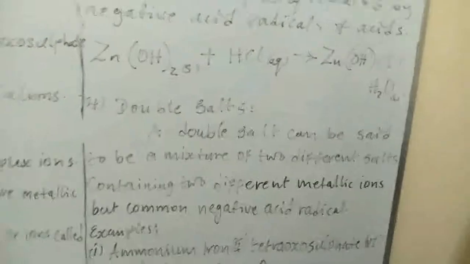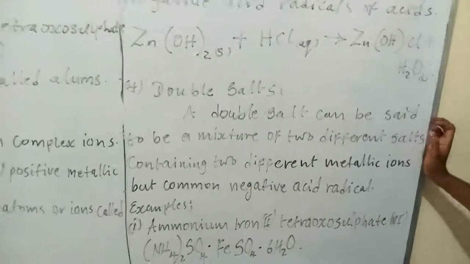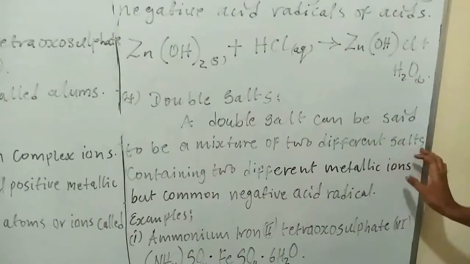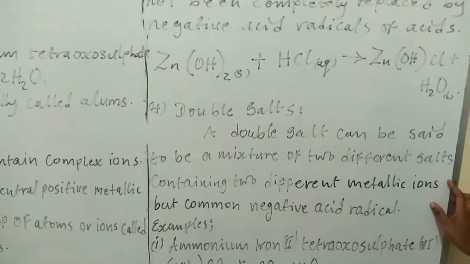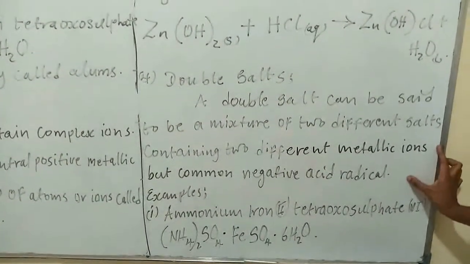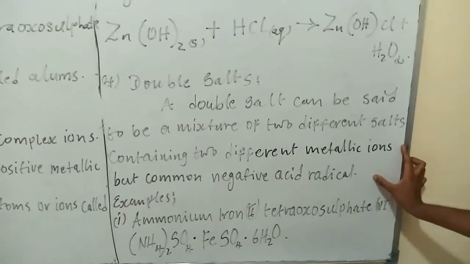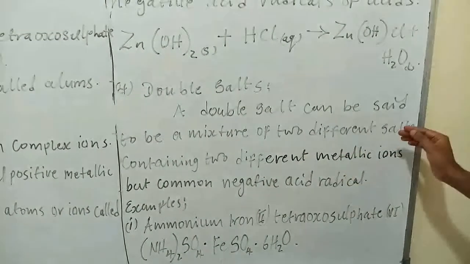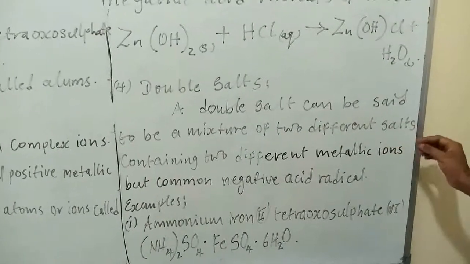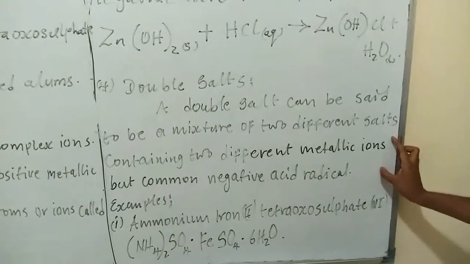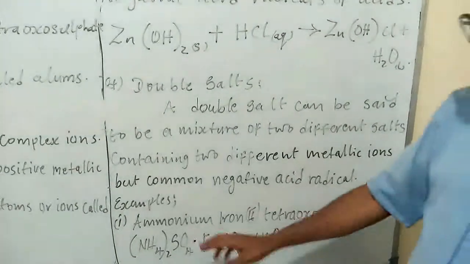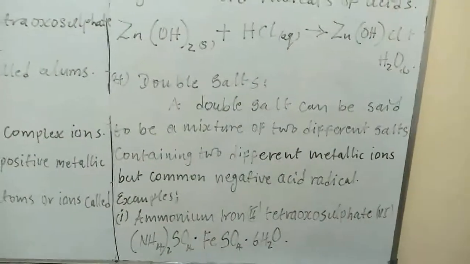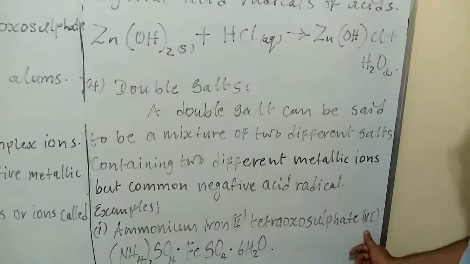Double salt. We say a double salt can be said to be a mixture of 2 different salts containing 2 different metallic ions, but a common negative acid radical. I take that again. A double salt contains 2 different metallic ions, but a common negative acid radical. An example of a double salt is ammonium iron(II) tetraoxosulfate(VI).